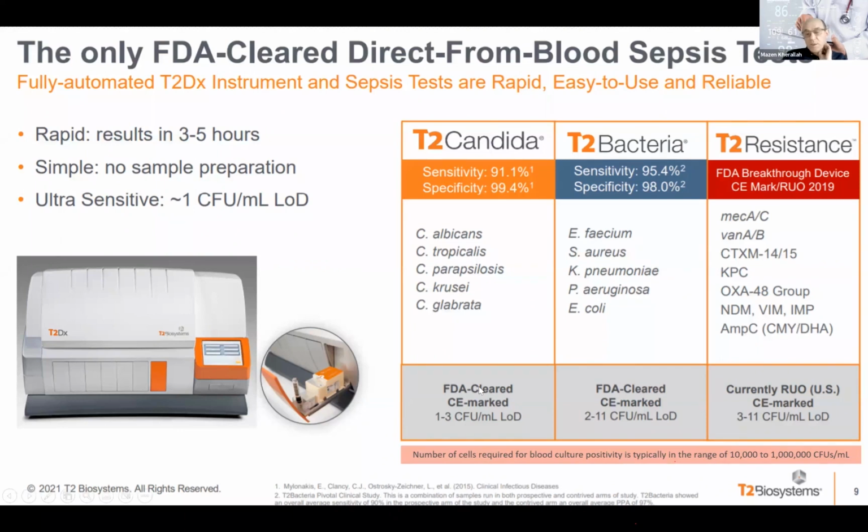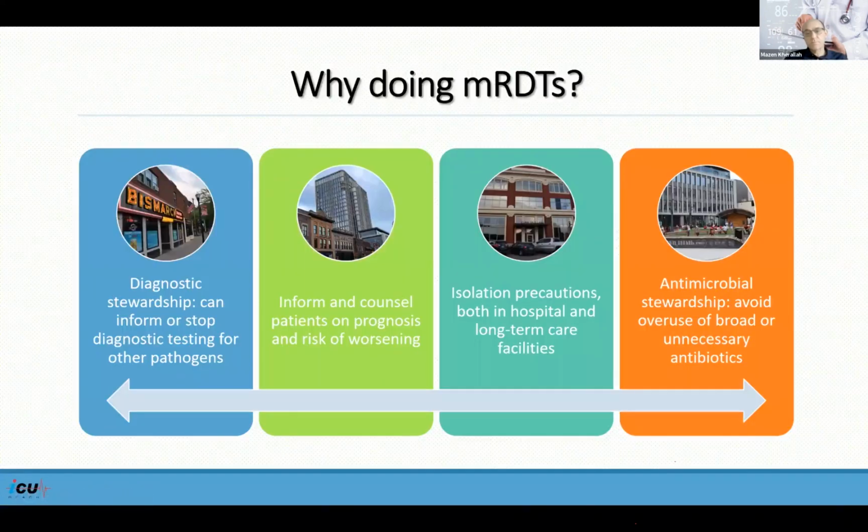You need to know that the number of cells required for blood culture positivity is typically in the range of 10,000 and more, compared to what we see here, which is 2 to 11 colony forming units. Huge difference between the traditional way and this new method.